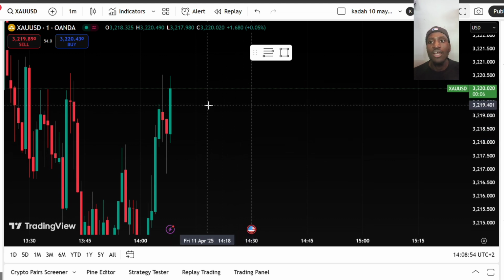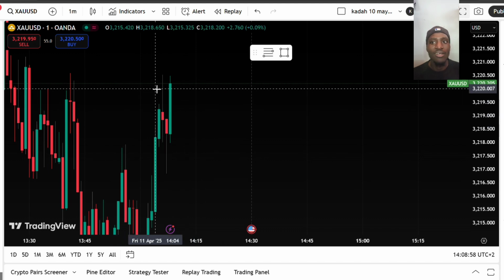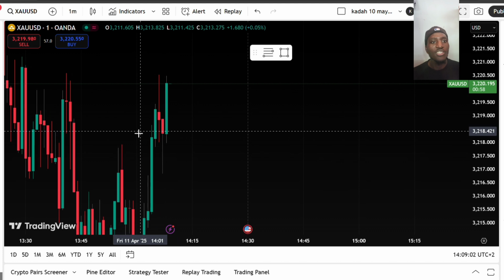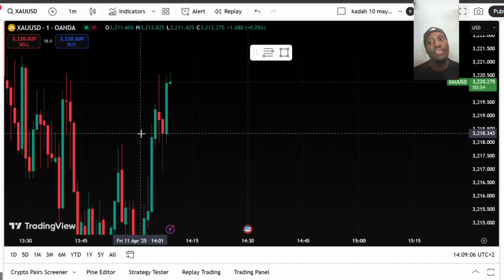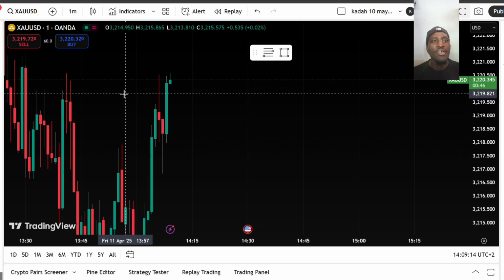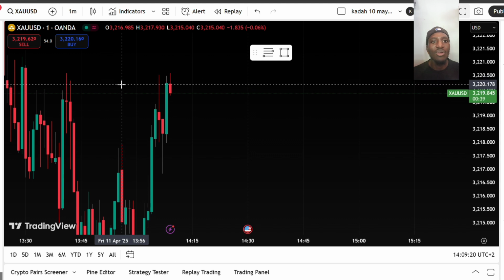So the current 1 minute candle is going to close bullish, I think. Just 3 seconds left. Okay, perfect. So this was the bullish candlestick. It opens here at 3218.343, then goes all the way down here. Not actually all the way down, but it goes down to 3218.017. Then it comes back up to 3219.979 just to close at 3220.